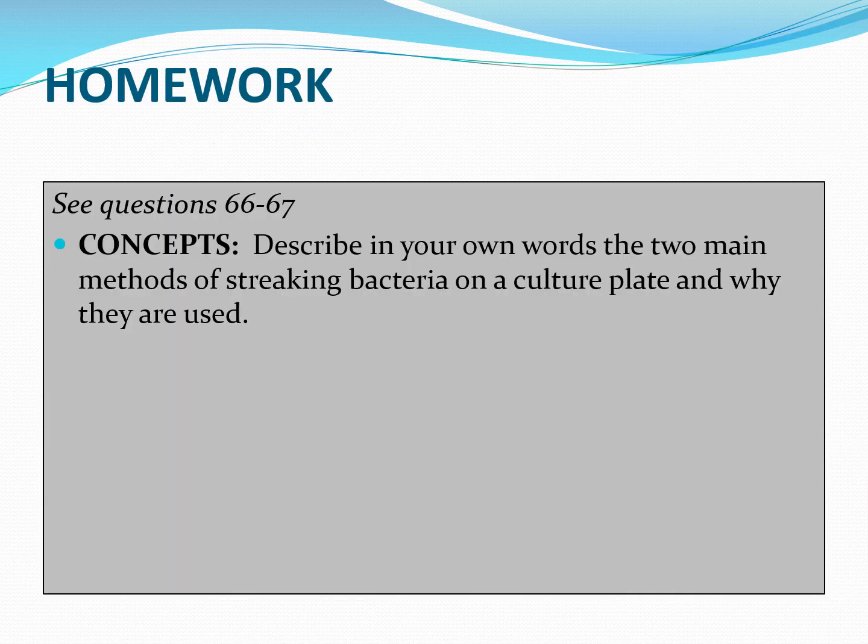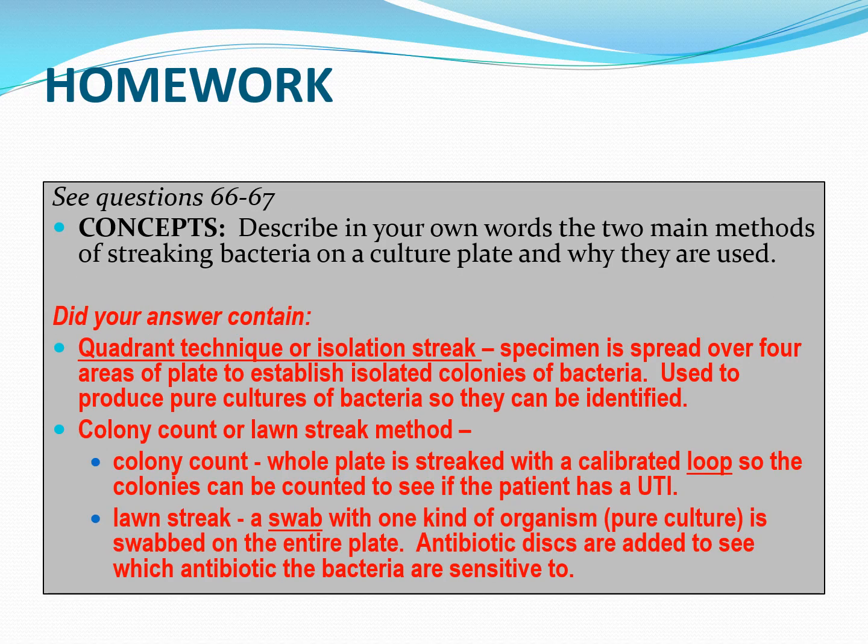So here's another one of those sections, guys. I can't tell you how important it is for you to be able to describe in your own words. Then you would be able to speak intelligently about the things you're learning. So in your own words, you want to talk about the two main methods of streaking bacteria on a culture plate and why they are used. You want to make sure your answer talks about the quadrant technique or isolation streak, right? A specimen spread over 4 areas of a plate to establish isolated colonies of bacteria used to produce pure cultures of bacteria so they can be identified, right?